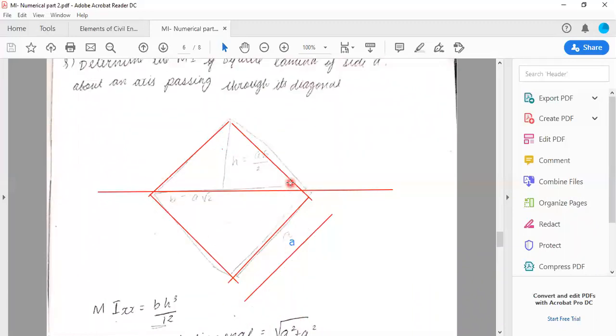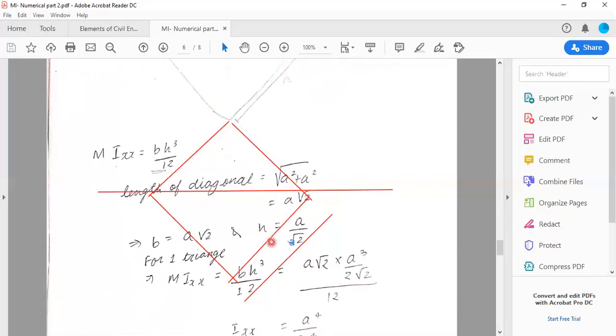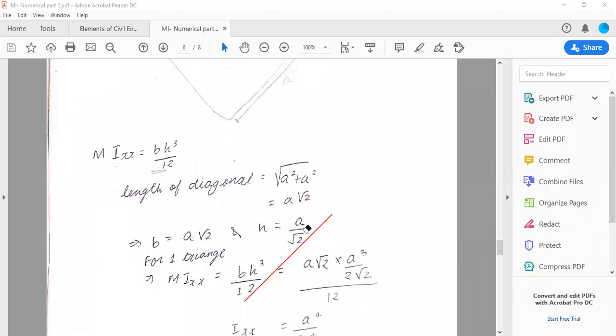So the length of the diagonal is a root 2. Even this diagonal is going to be a root 2. So when I want height h, that is going to be a root 2 by 2. Okay, so you can see here height is a root 2 by 2, so we will make use of that.